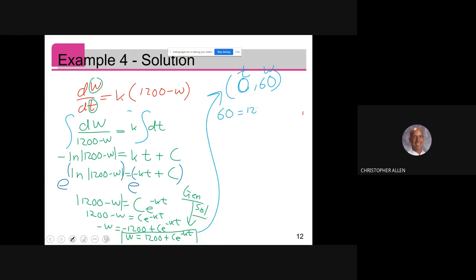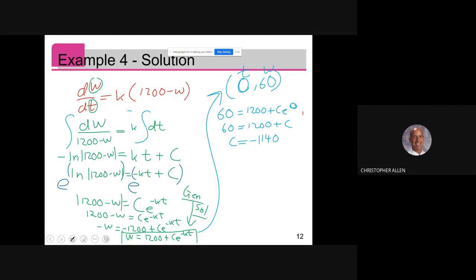So that means that 60 will be equal to 1200 plus c e to the... Well, if I take 0 in there for t, it's 0 times negative k, which is just going to give us 0. Can you guys see what c is now, just by looking at it? What's e to the 0? That's 1, so that's just going to give us c. And so c has to be negative 1140. You guys agree with that?